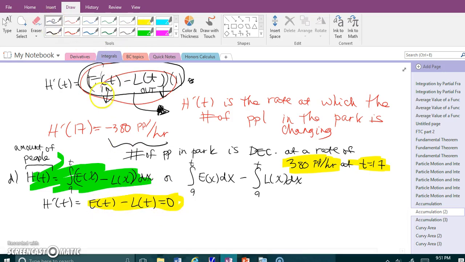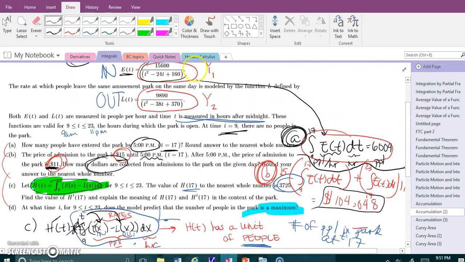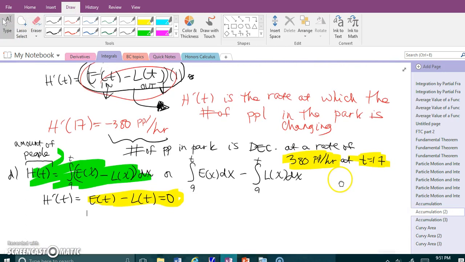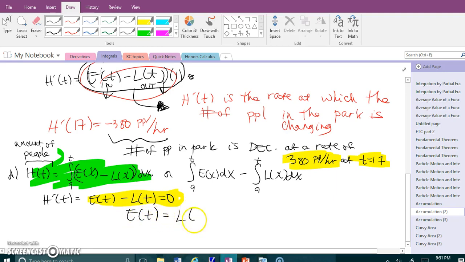So now the question is, how am I going to know when e minus L equals 0? Because these are really ugly functions and I don't want to actually subtract them. Well, now you have to remember that this is a calc active problem and you already have them typed into your calculator, and this is equivalent to saying that the rate entering is equal to the rate leaving.